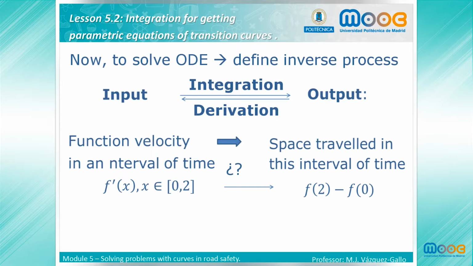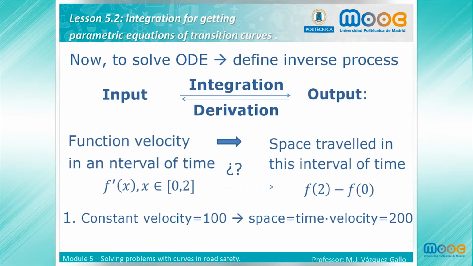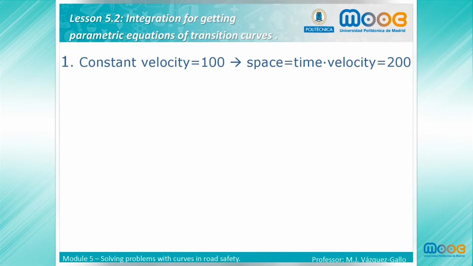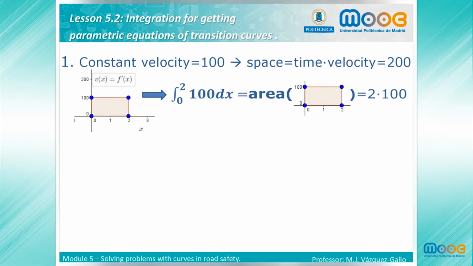This is easy to compute when velocity is constant, as traveled space is the product of the constant velocity by the time elapsed. We call this quantity the definite integral of the velocity function over the interval of the variable time. Graphically, this is just the area of the rectangle given by the graph of the velocity function in the given interval of time.